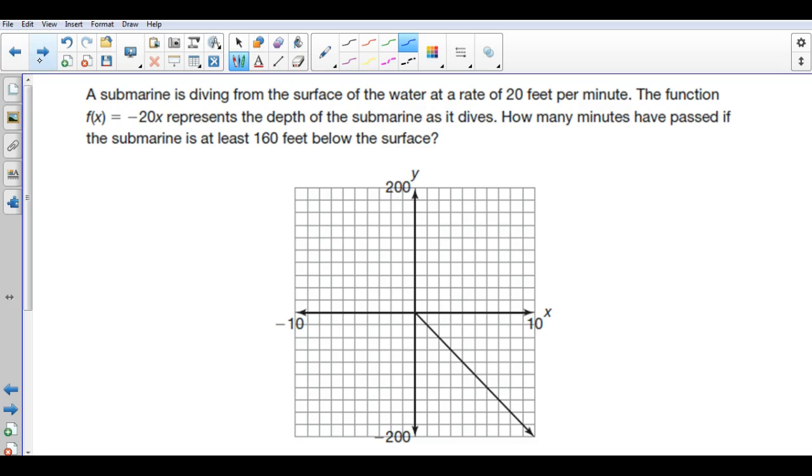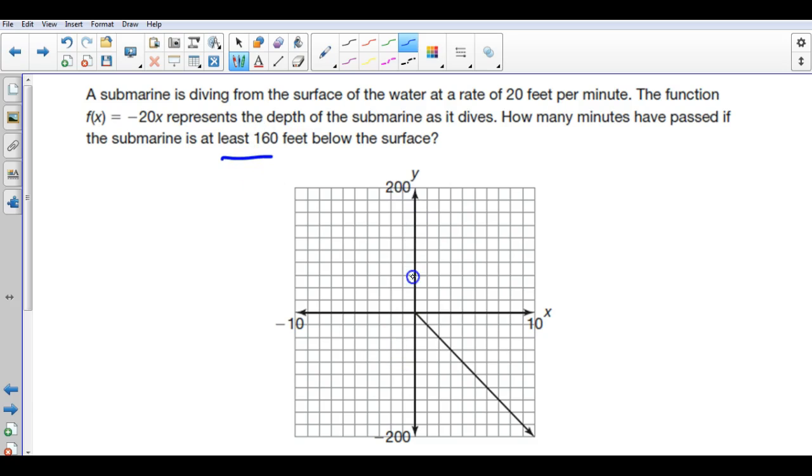Last one, a submarine is diving from the surface of the water again at a rate of 20 feet per minute. Here's my function. It's going underwater, so that's why we have the negative rate. And again, f of x is going to represent the depth of the submarine as it's diving. How many minutes have passed if the submarine is at least 160 feet below the surface? So I want to know how many minutes have passed when it's 160, when it's 170, when it's 180. I want to know at least 160 feet.